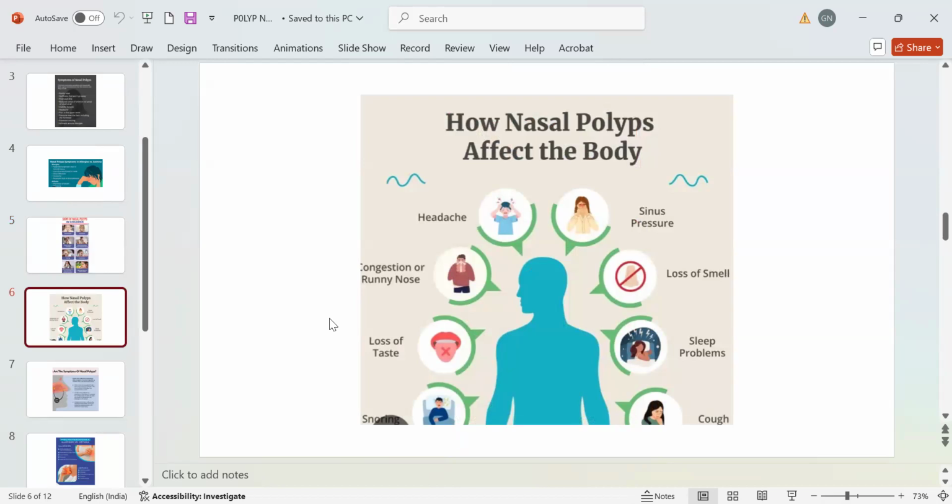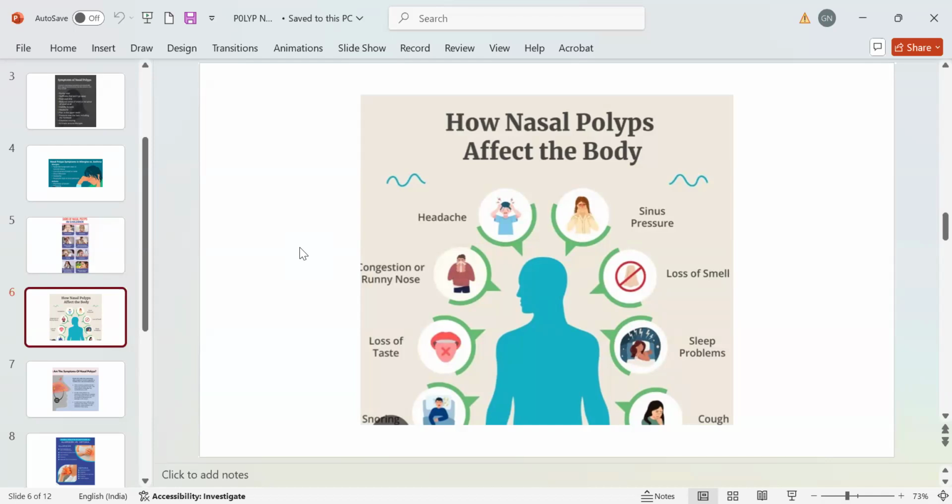How does nasal polyp affect the body? This I have already told you. Just look at the picture so you will not forget. Seeing the pictures, you will not forget. Otherwise, if I only speak, you may forget the things. See the pictures, it will remain imprinted in your brain.